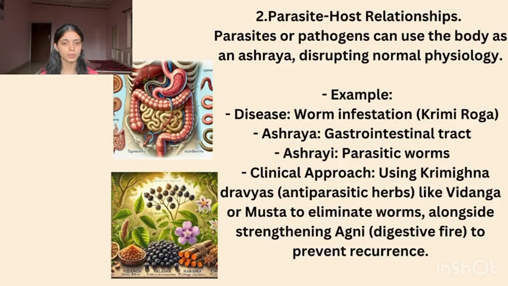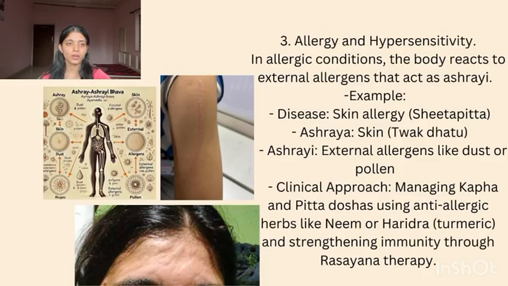Parasite-host relationship. Parasites or pathogens can use the body as ashraya, disrupting normal physiology. For example, the disease is worm infection. So the ashraya will be the GI tract and the ashrayee will be the parasitic worms. Talking about its clinical approach, using krimighna dravyas, that is anti-parasitic herbs like Vidanga or Mustak, to eliminate worms alongside strengthening Agni, which is the digestive fire, to prevent recurrence.